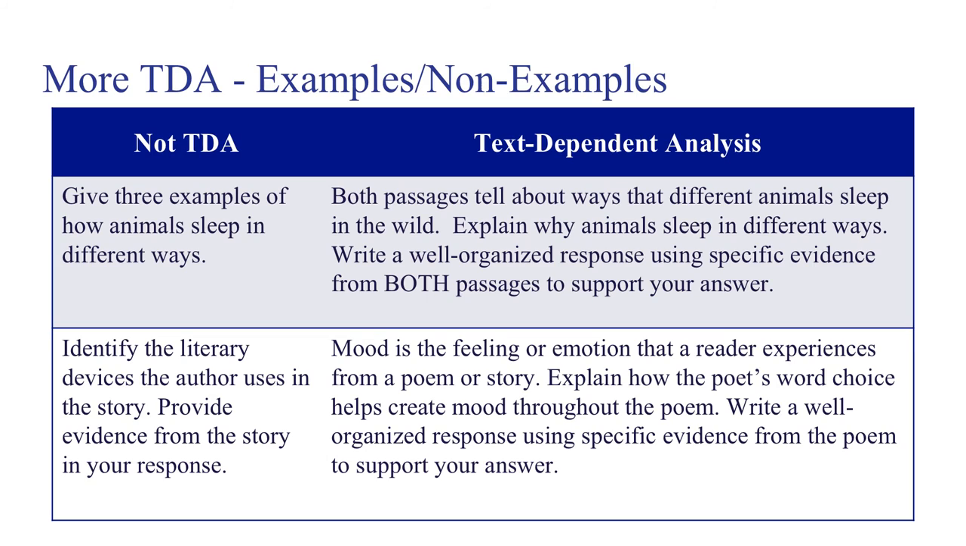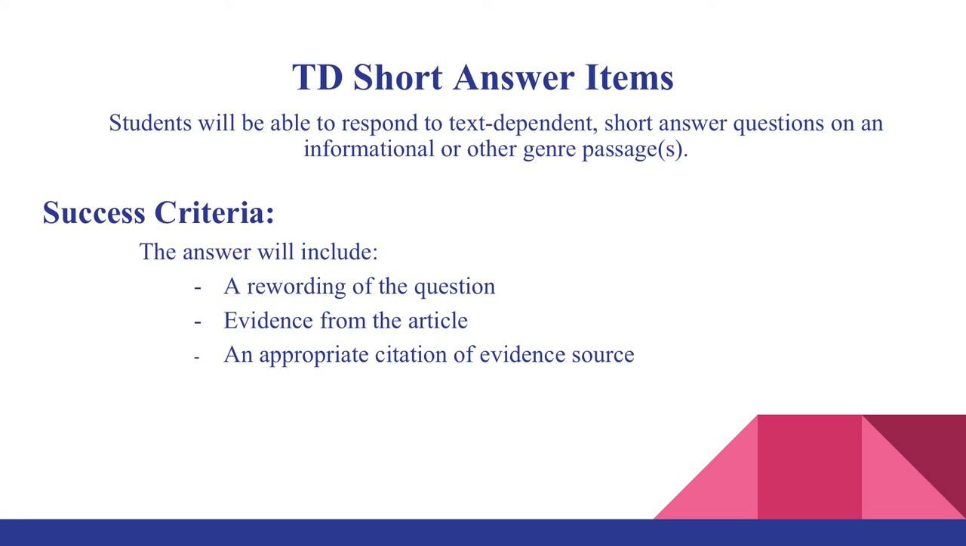So what do text-dependent short item answers look like? Overall, the purpose or the task is that students will have to be able to respond to text-dependent short answer questions on informational or other genre passages. So we know that that is true. The success criteria that we'll be looking for in our students and we'll share with our students is that their answer will include a rewording of the question, evidence from the article, and an appropriate citation of evidence of that source. So those are the three key things we're going to be looking for in that response from the student.